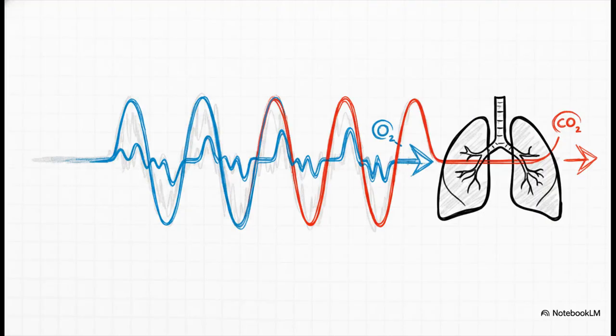So if low frequency is good at getting rid of CO2 and high frequency is great for oxygenation, what if you did both at the same time? Well, that's the genius of superimposed high-frequency jet ventilation, or SHFJV. You're basically running a constant background of tiny, high-frequency jets to keep the lungs open and full of oxygen, and then, every few seconds, you fire a bigger, low-frequency jet over the top to provide that bulk flow you need to clear out the CO2. It's a really elegant solution.